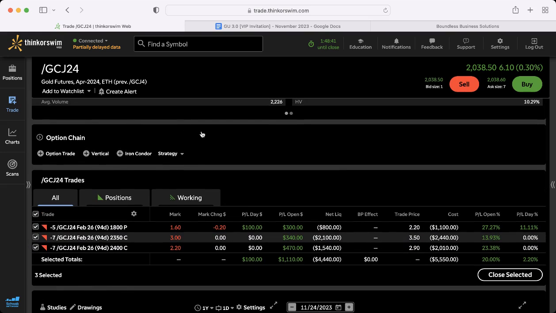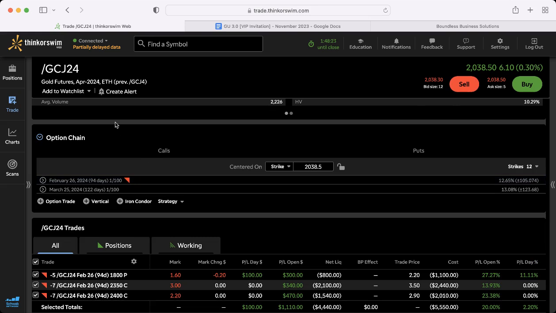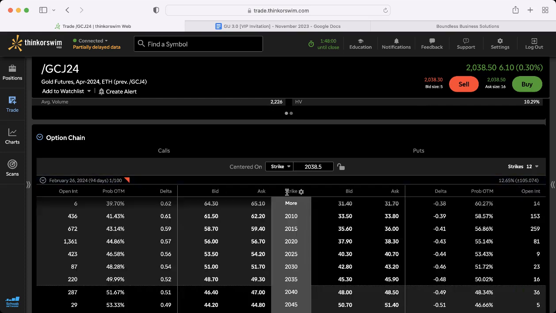I want to show you one other thing here. If you come up above where your positions are, you'll see here's option trade. If you want to put a trade on, that's the one you push, and we'll look at that in just a second. But I want you to look at this option chain, this matrix. So in the April contract, you can either get a February 26th expiration, 94 days out, or you have available to you a March 25th expiration, 122 days out. So the little red triangle means we have at least one position in that month. So we'll click that, and that'll open up this matrix.